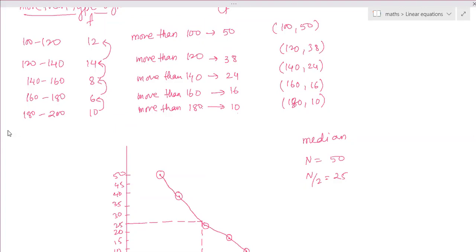And then the coordinates are the lower limit and the cumulative frequency. Okay, that I understood, ma'am. Only when to take the sum from bottom to top, that part I didn't get. Okay.